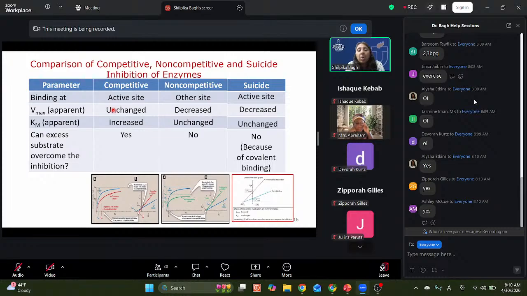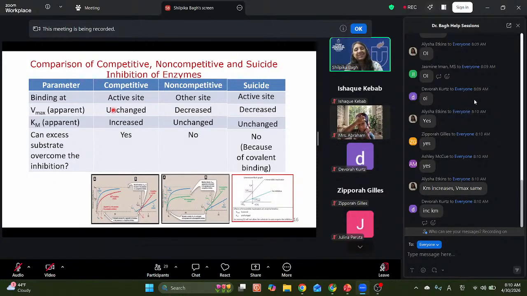So tell me, what is the effect on kinetics of the enzyme in the presence of a competitive inhibitor? Km increases. Vmax remains unchanged.